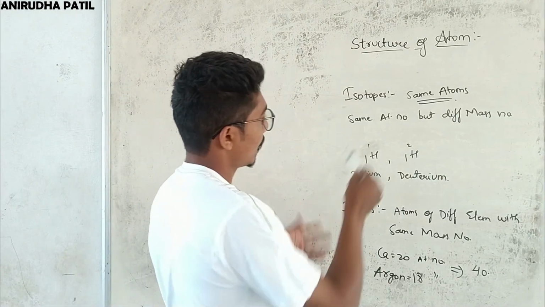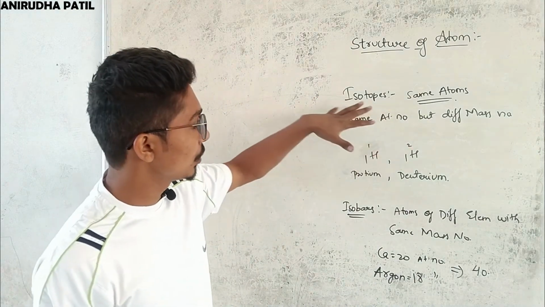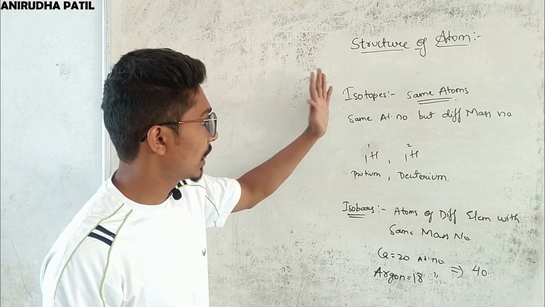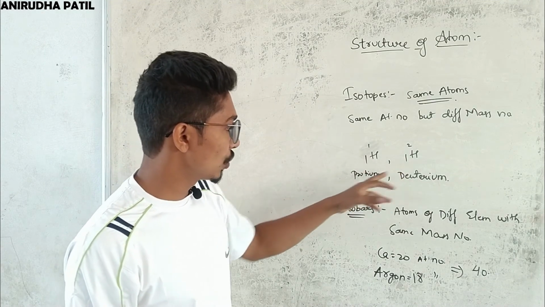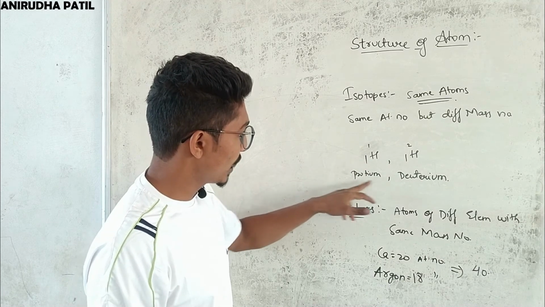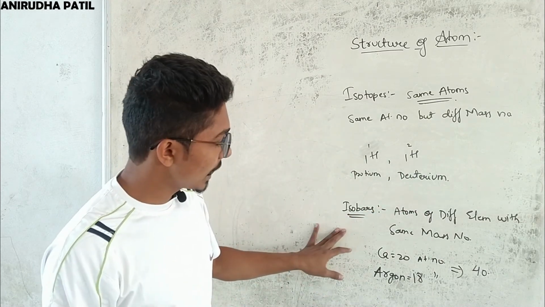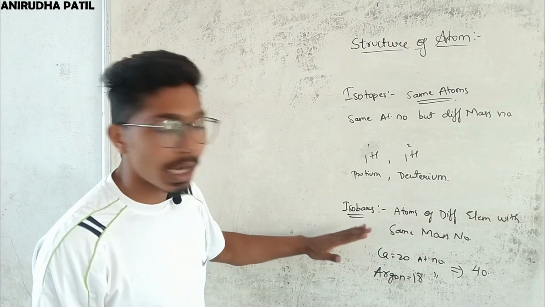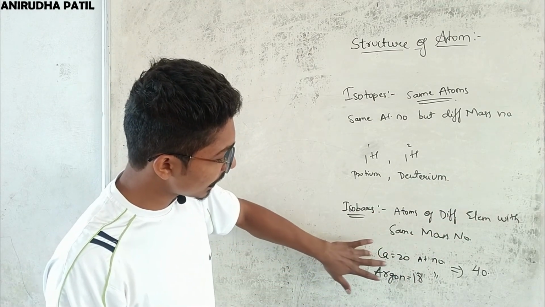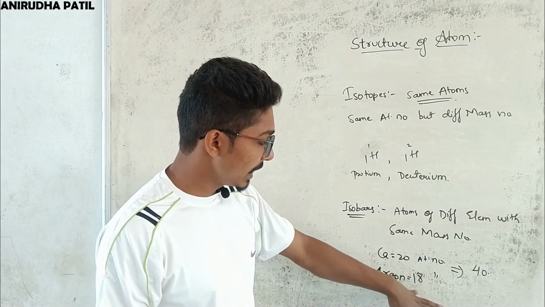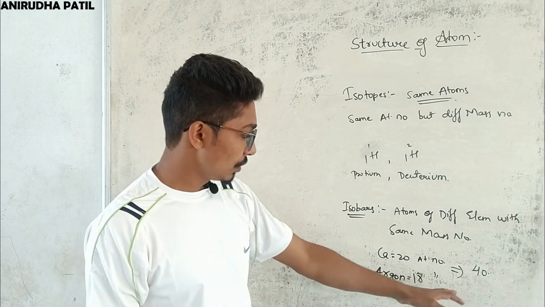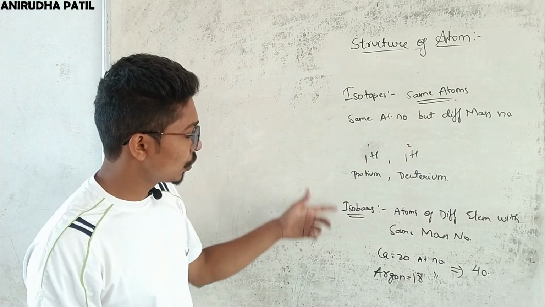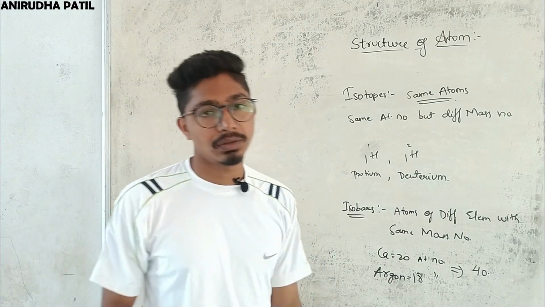Now next we will see about isotopes and isobars. So what are isotopes? Atoms of the same element with the same atomic number but different mass number are known as isotopes. For example, hydrogen has isotopes, and examples are protium and deuterium. Okay, these are isotopes. Now what are isobars? Atoms of different elements having the same mass number but different atomic number are known as isobars. For example, calcium has atomic number 20 and argon has atomic number 18, but the mass, that is the number of protons and neutrons, is 40. So these are isobars and these are isotopes. They have specific applications in specific fields. Just go through them.